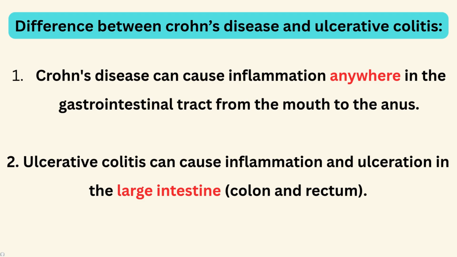Unlike ulcerative colitis, it causes inflammation and ulceration in the large intestine, that is the colon and rectum. So inflammation only in the large intestine, including the colon, and you know that the colon is divided into ascending colon, descending colon, transverse colon, plus the anus or the rectum. Inflammation along these suggests that you have ulcerative colitis.